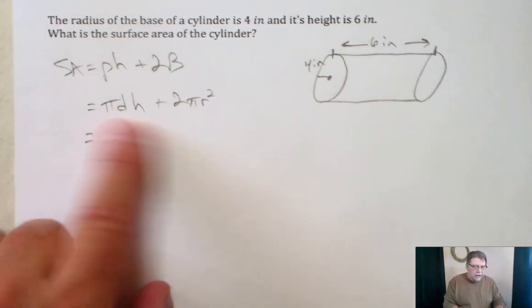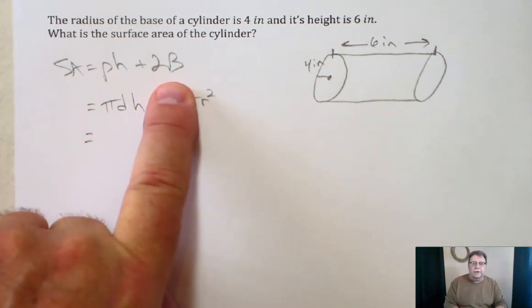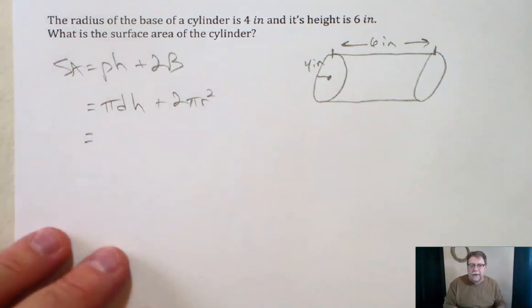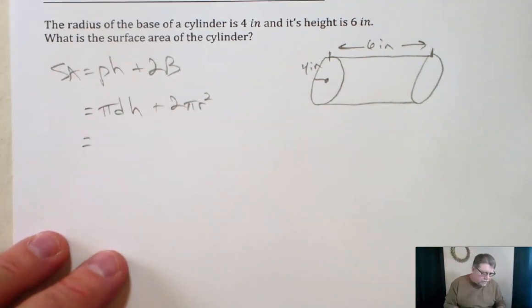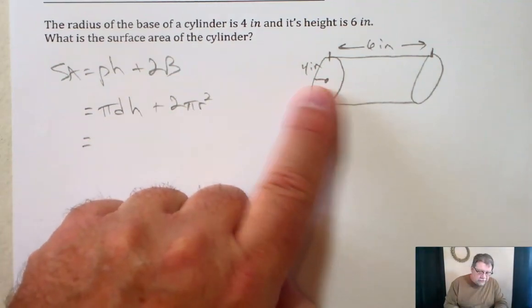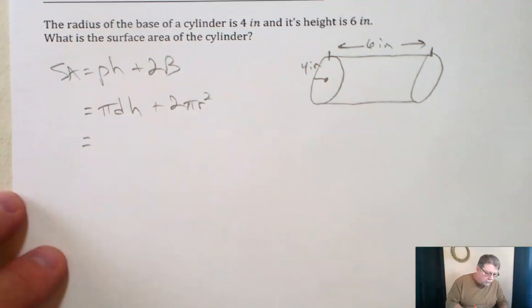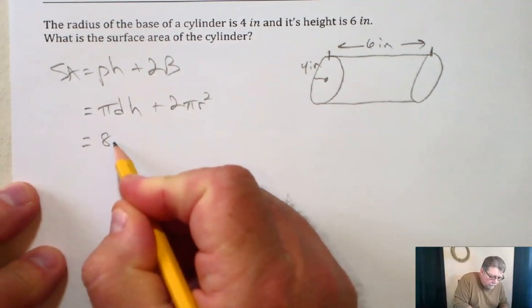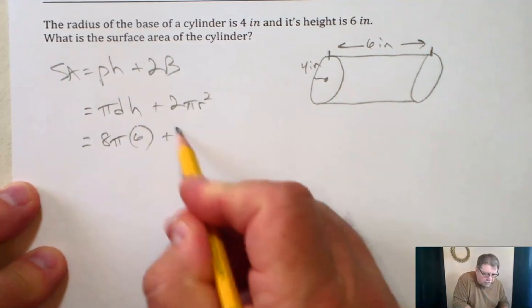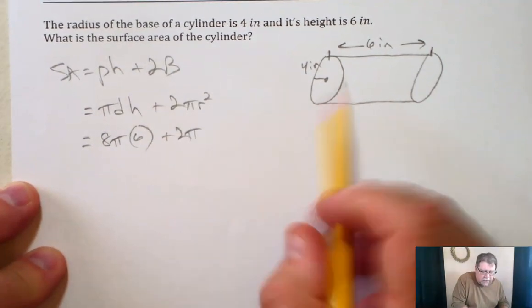But I don't memorize that. I only memorize Ph and 2B. And I already know the circumference equation and the area equation. So now the diameter of this base is 8 because the radius is 4. So I'm going to do 8 pi times h, which is 6, plus 2 times pi times the radius squared.